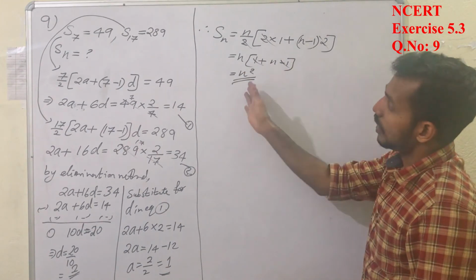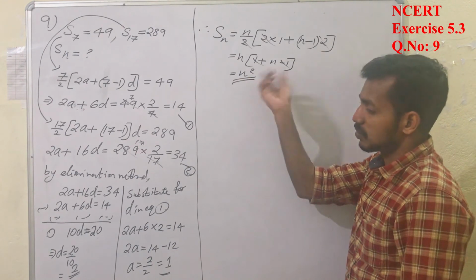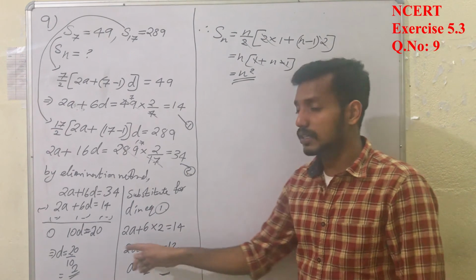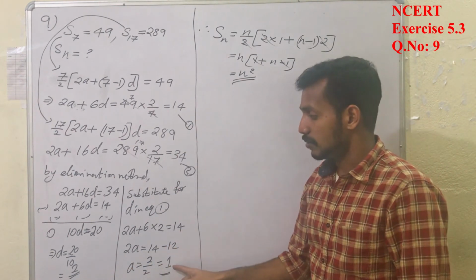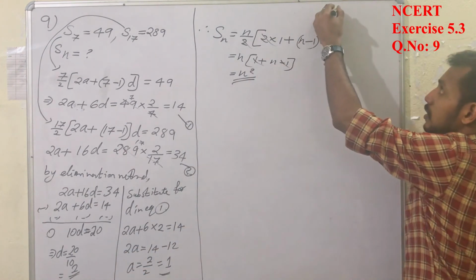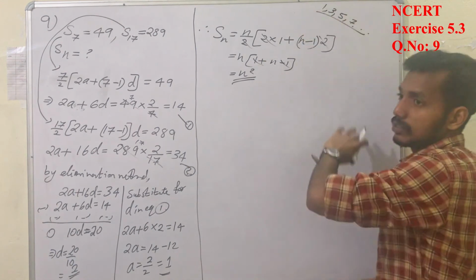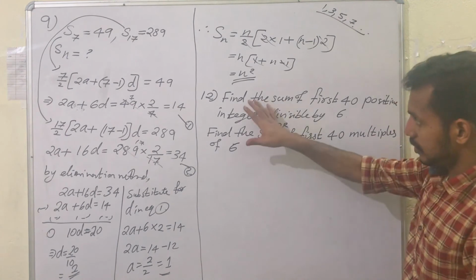Actually here we don't need to find the sum of n terms as n square, because we already learned that the sum of first n odd integers will be n square. The first term is 1 and the common difference is 2. So the list of numbers will be 1, 3, 5, 7, etc. So it's actually the list of odd numbers. Clear?